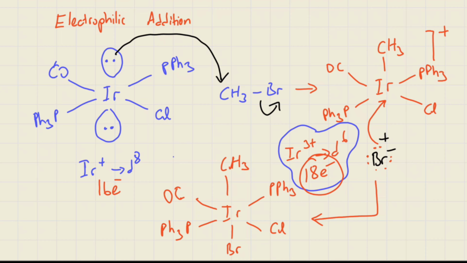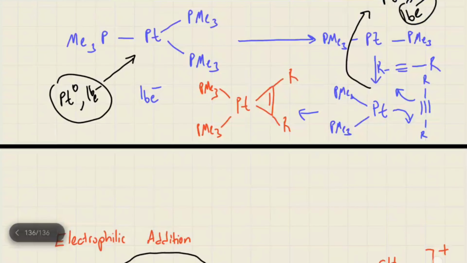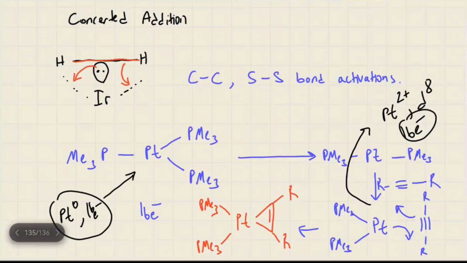So the main difference between concerted addition and electrophilic addition is the isomerism of the product. Concerted addition generally produces a cis product, but electrophilic addition produces a trans product. And if you look at our example, this one, we have a trans product, since this is an electrophilic addition. But if you look at the concerted addition, we have a cis product, right? This is a cis product.